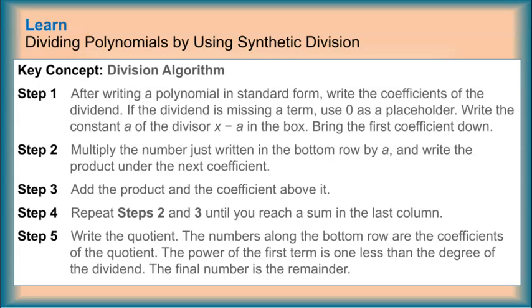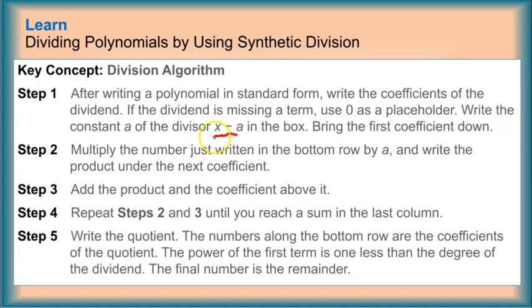After writing a polynomial in standard form, you're going to write the coefficients of the dividend. So just the coefficients, no variables. If the dividend is missing a term, you have to use a 0 as a placeholder. And then we're going to write the constant a of the divisor x minus a. So this is talking about our binomial that we're dividing by. And we're going to bring that first coefficient down.